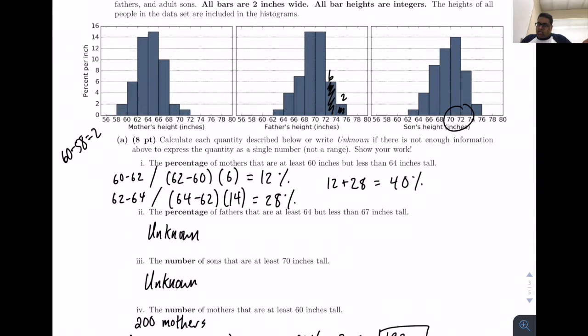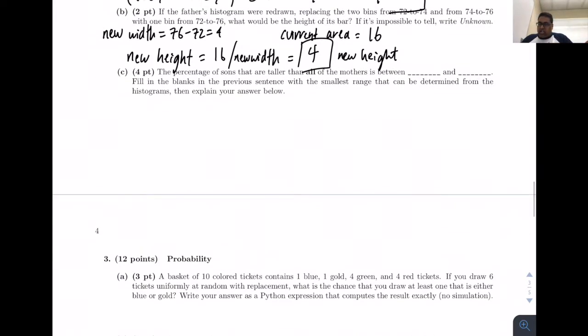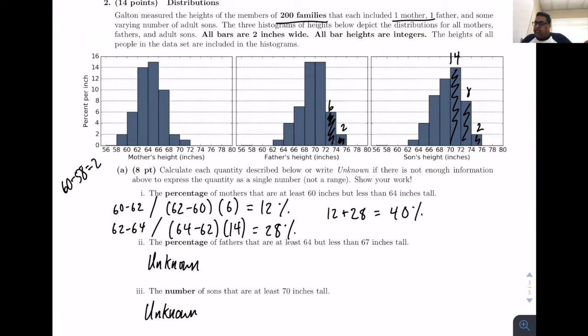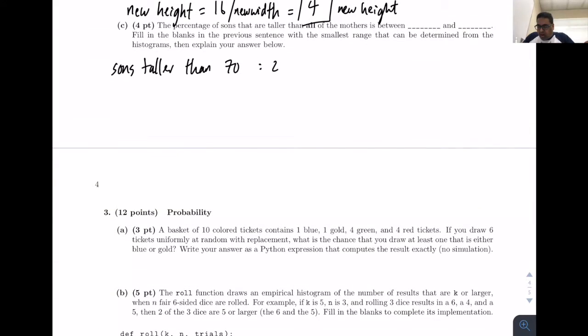So that requires us to find these three areas right here, which is not too difficult. They all have a width of 2. The first one has a height of 14. The second has a height of 8, and I'm just reading these off of the graph. The third has a height of 2. So sons taller than 70 inches is 2 times 14 plus 2 times 8 plus 2 times 2. I can just add these together at once: 14 plus 8 plus 2 is 24, and 24 times 2 is 48% of all the sons.